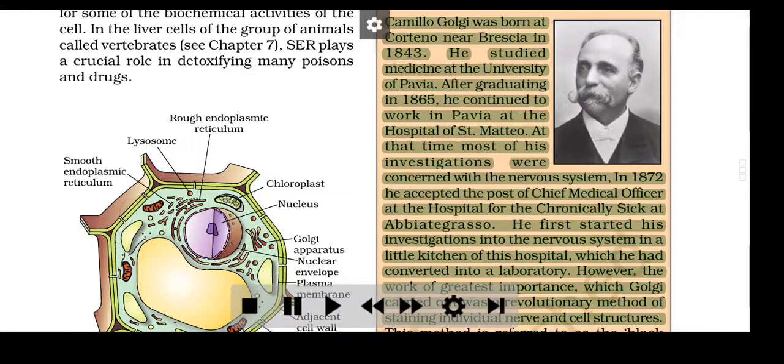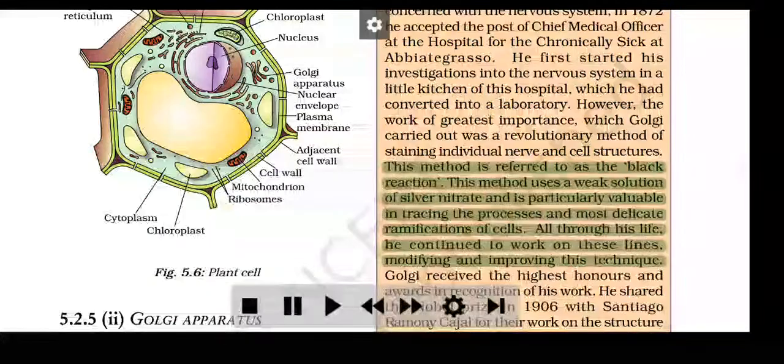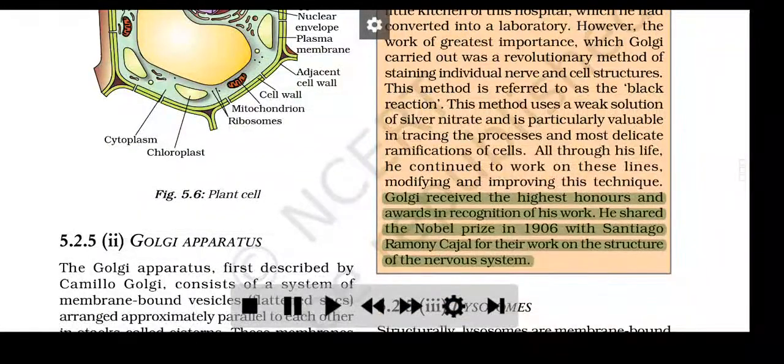However, the work of greatest importance, which Golgi carried out, was a revolutionary method of staining individual nerve and cell structures. This method is referred to as the black reaction. This method uses a weak solution of silver nitrate and is particularly valuable in tracing the processes and most delicate ramifications of cells. All through his life, he continued to work on these lines, modifying and improving his technique. Golgi received the highest honors and awards in recognition of his work. He shared the Nobel Prize in 1906 with Santiago Ramón Cajal for their work on the structure of the nervous system.